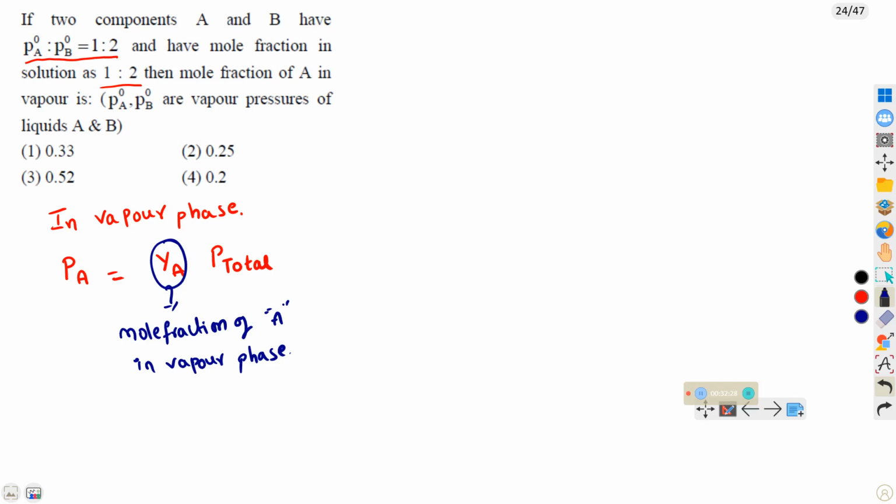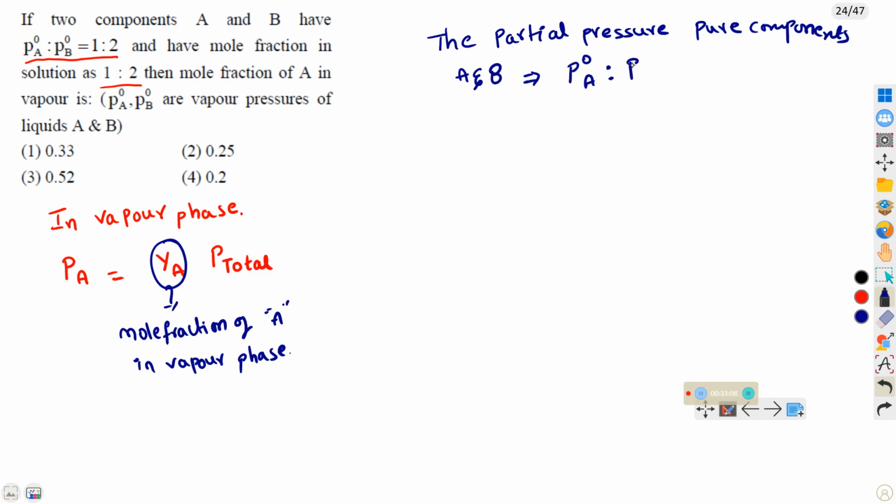Now see what are the given conditions. Given conditions are if two components A and B have P naught A, P naught B equal to 1 is to 2. The partial pressures of pure components A and B, P naught A is to P naught B, is 1 is to 2, which is given. 1 is to 2 ratio of pressure. So it can also be written as P is to 2P. This is nothing but 1 is to 2. So express in terms of P, then calculation is easy.